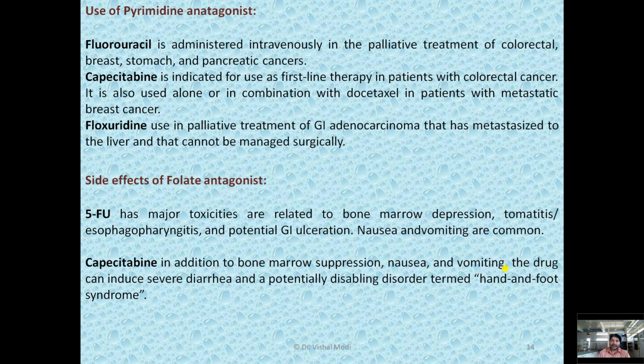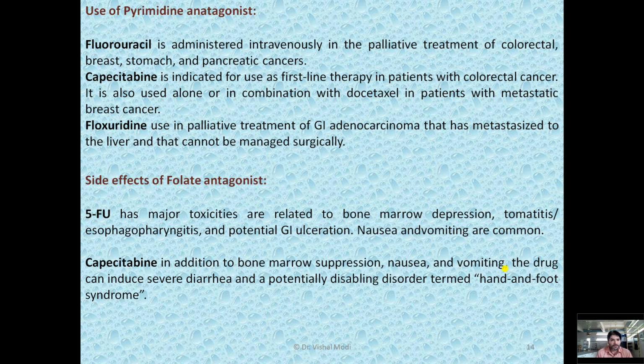Now, use of pyrimidine antagonists. Fluorouracil is administered intravenously in the palliative treatment of colorectal, breast, stomach and pancreatic cancers. Capecitabine is indicated for use as first line therapy in patients with colorectal cancer. It is also used alone or in combination with docetaxel in patients with metastatic breast cancer. Floxuridine is used in palliative treatment of GI adenocarcinoma that has metastasized to the liver and that cannot be managed surgically.